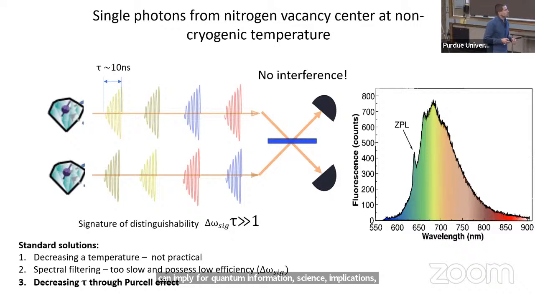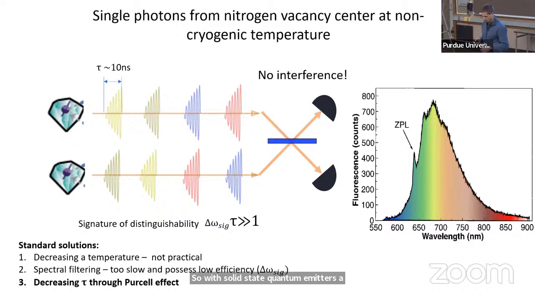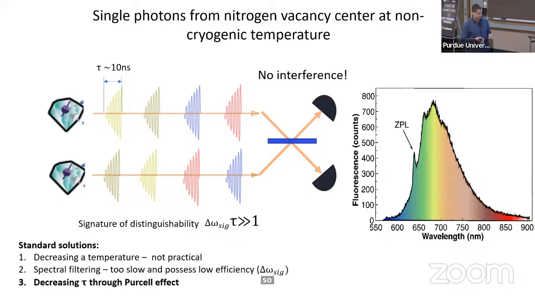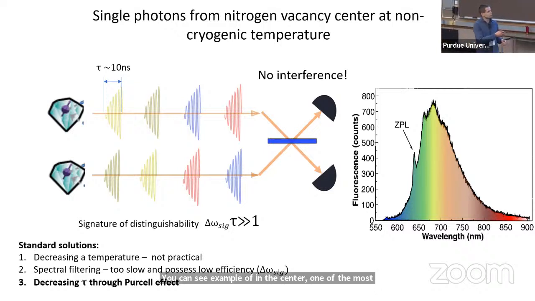With solid state quantum emitters, the problem is that they interact very strongly with the medium. That's why each photon emitted by a single photon emitter is slightly shifted, and this produces distinguishable photons, which cannot be used for our applications. Here you can see, in the center, an example of one of the most common single photon emitters and its spectrum. You see how broad it is.